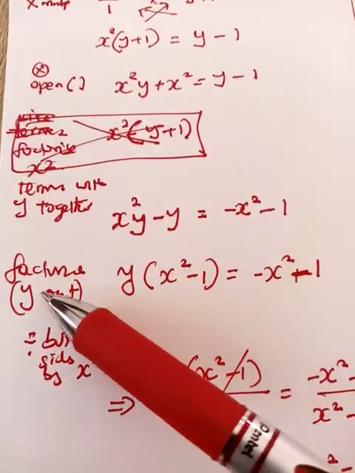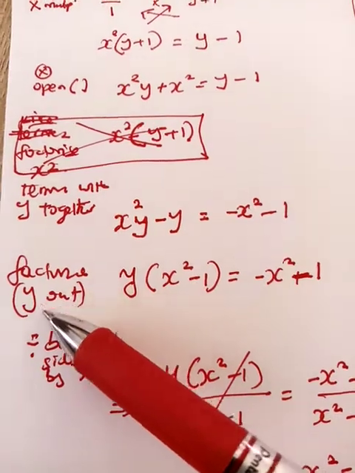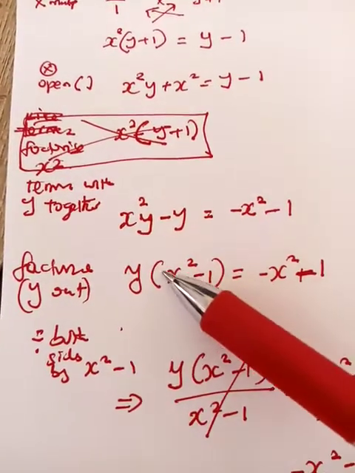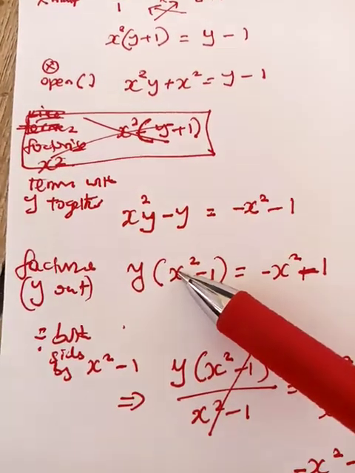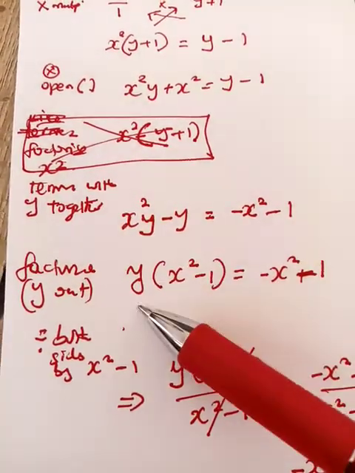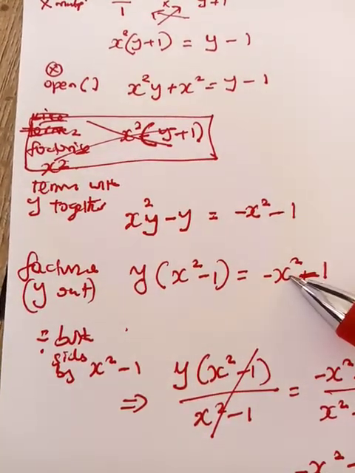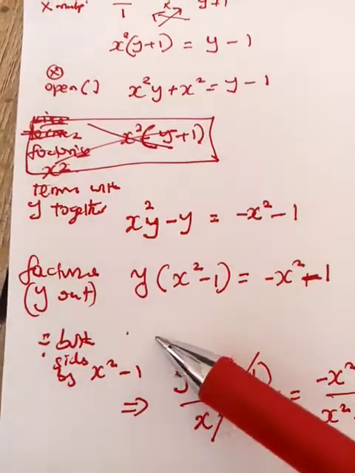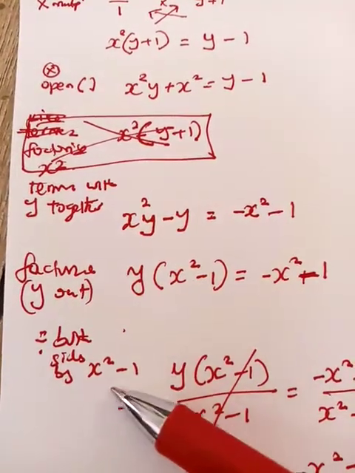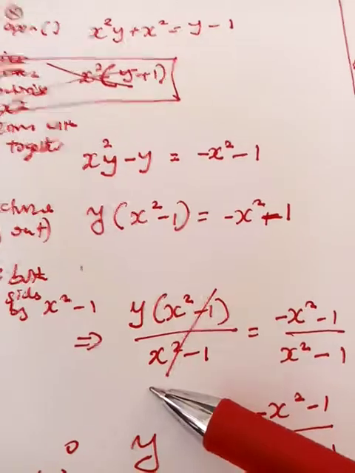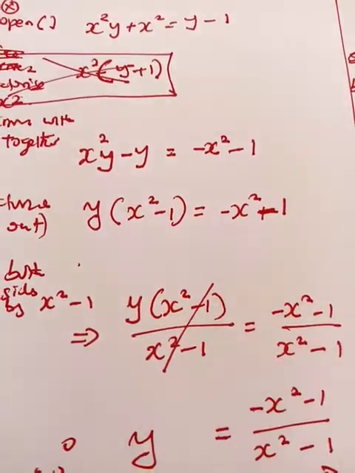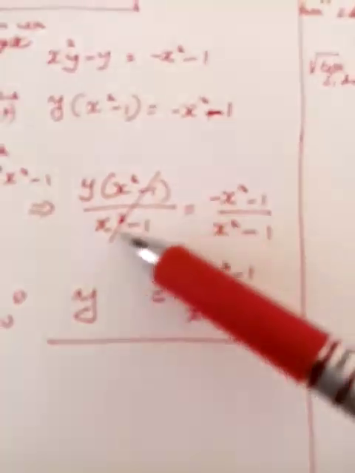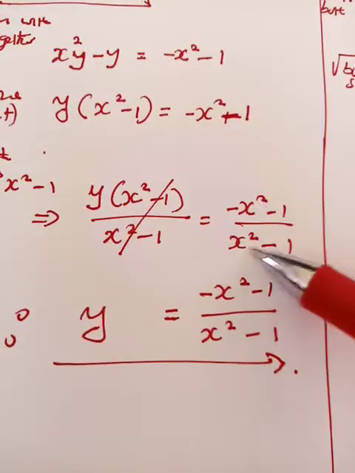So the next thing here is to factorize and put y out. And in this case, when you put y out, you'll be left with x squared here, and here you'll be left with 1 because y has gone out. And of course, on the other side, we still maintain a negative x squared minus 1. So then we divide both sides by x squared minus 1, and this results in this arrangement here, whereby we cancel x squared minus 1 up and down, and on the other side we leave it like that.